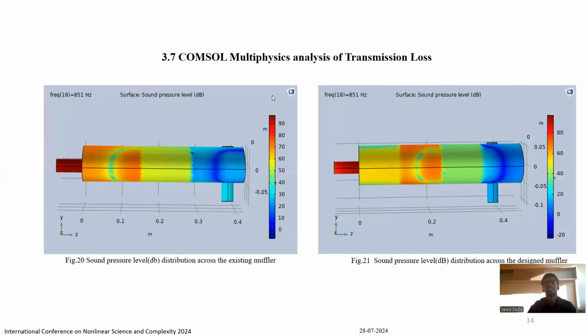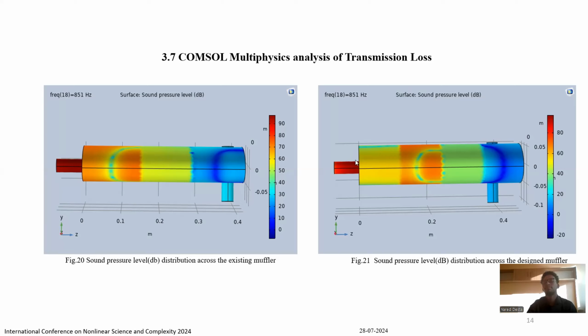Moving on to the COMSOL Multiphysics analysis of the transmission loss. Here we measured the transmission loss. At the inlet, the noise level is around 90 decibels, but at the exit, the main requirement is reducing the exit noise. At the exit, we have a value between 30 and 40.